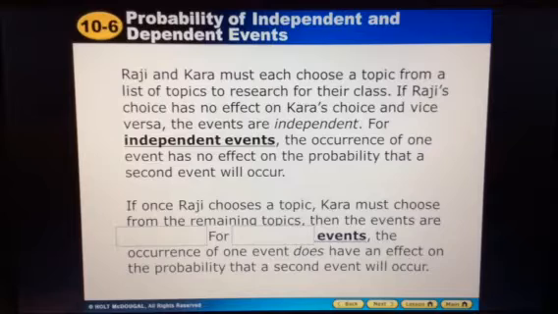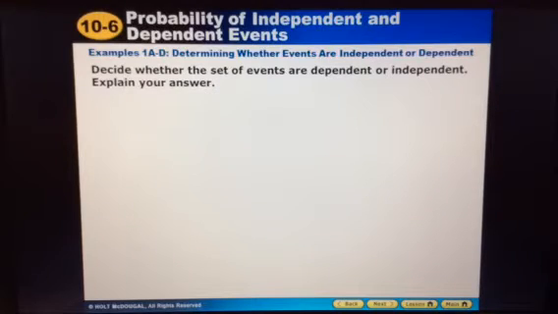If once Raji chooses a topic, Kara must choose from the remaining topics, then the events are dependent on each other. For dependent events, the occurrence of one event does have an effect on the probability that a second event will occur, and we'll look at one of each.